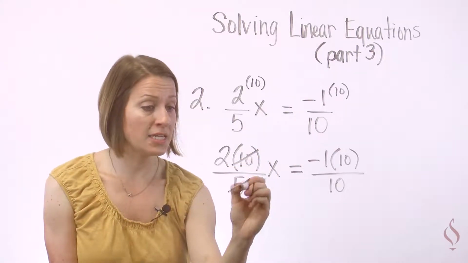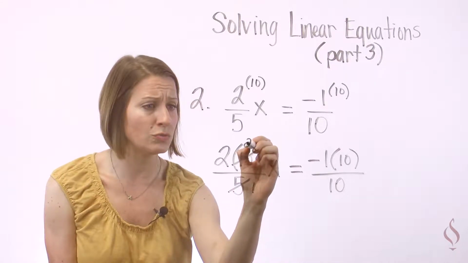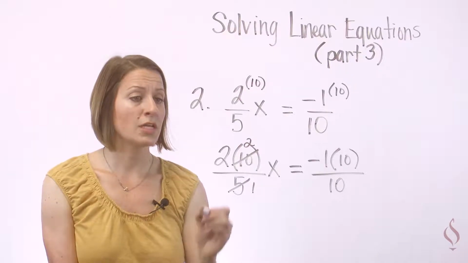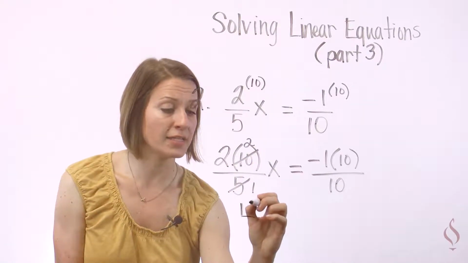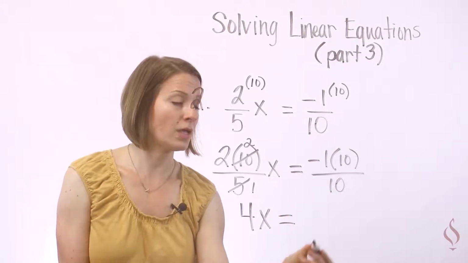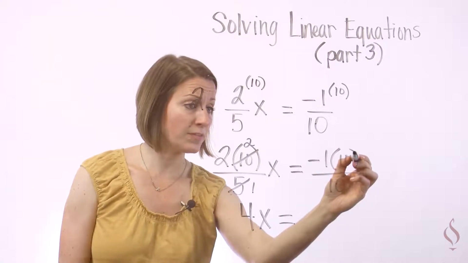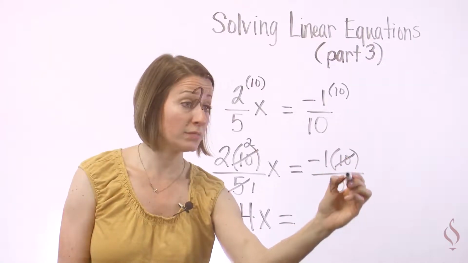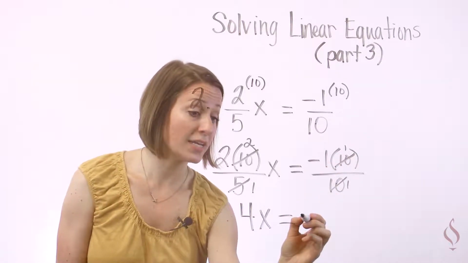So the 10 and the 5 reduce, so this 10 now turns into a 2. 2 times 2x is 4x. Okay. Over here, we're going to do the same kind of math. The 10 and the 10 simplify right here to 1 and 1. So we're just left with that negative 1.